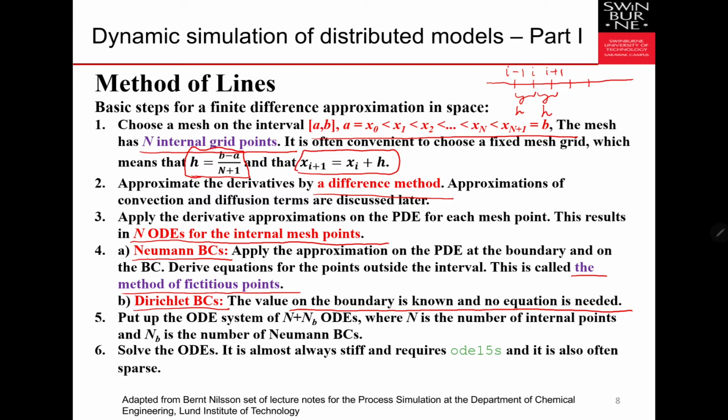so that no equation is needed. At the end, if we have these Neumann BCs, then we will have n plus nb ODE systems. Here, n plus nb represents the number of ODEs that are required to be solved. Then we need to solve the ODEs. In most cases it will be stiff, so we need to use ode15s in MATLAB. It is also often sparse as well.